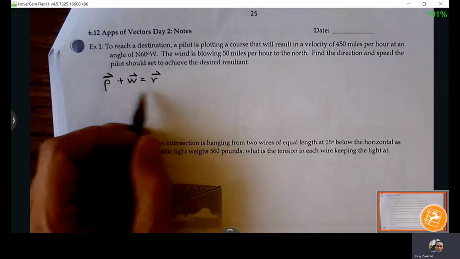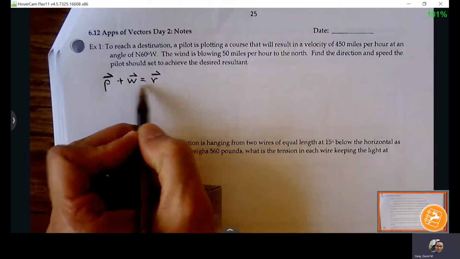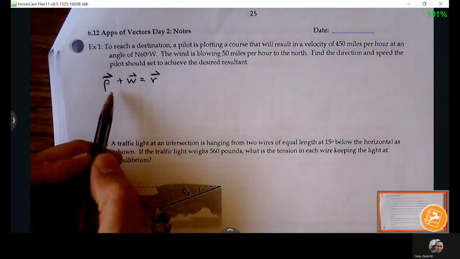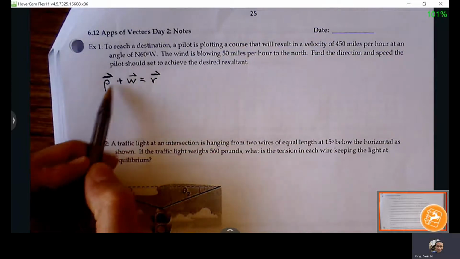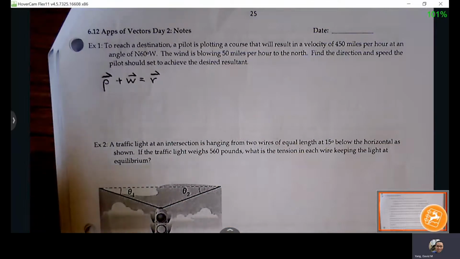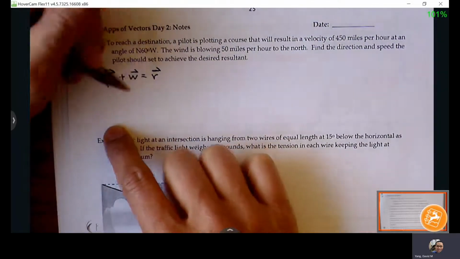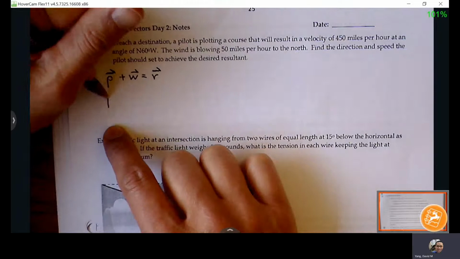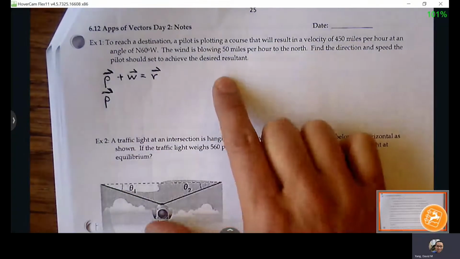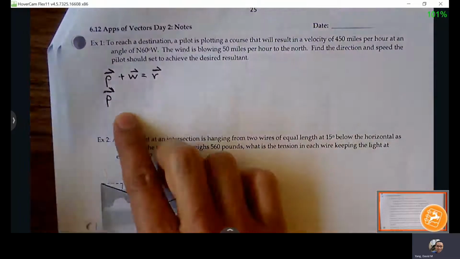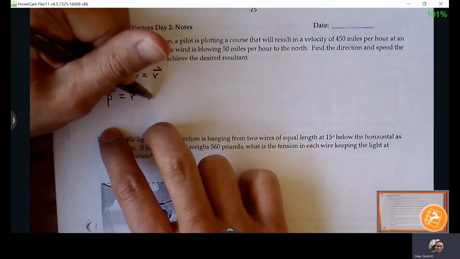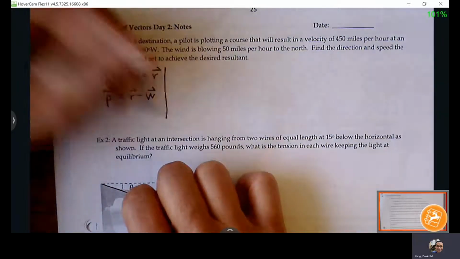So if I solve for P, I get R minus W. So ultimately we can say that the aim of the plane is going to be the resultant minus the wind. Okay, does that make sense?